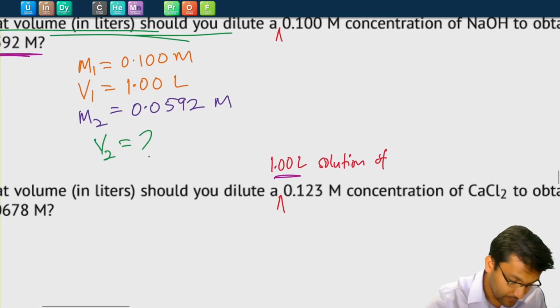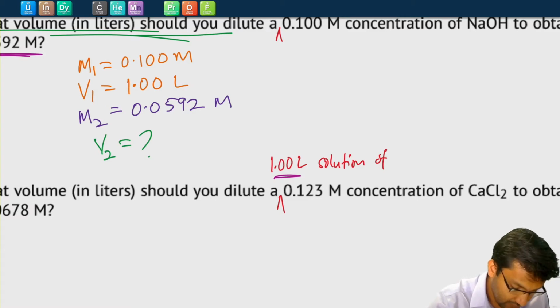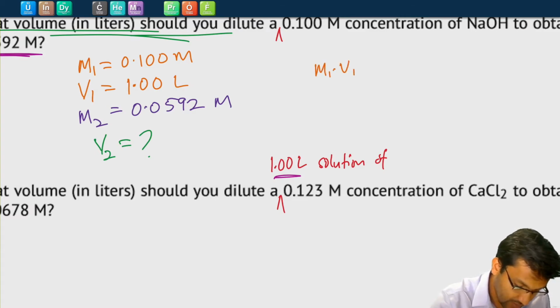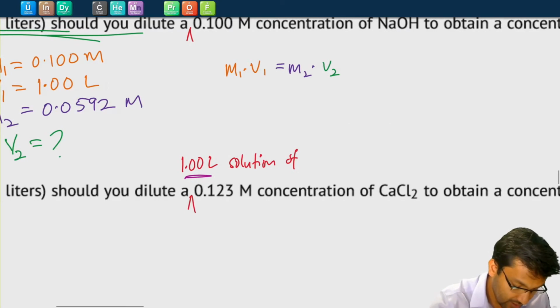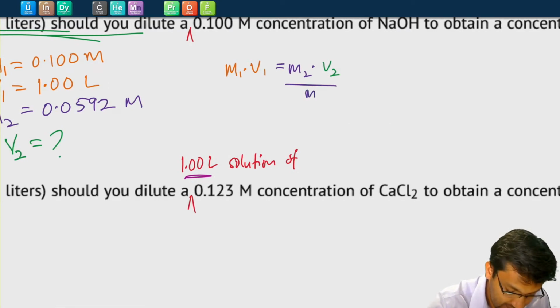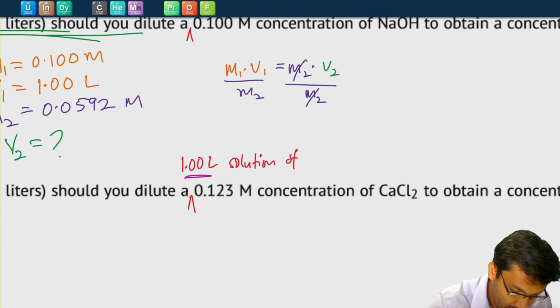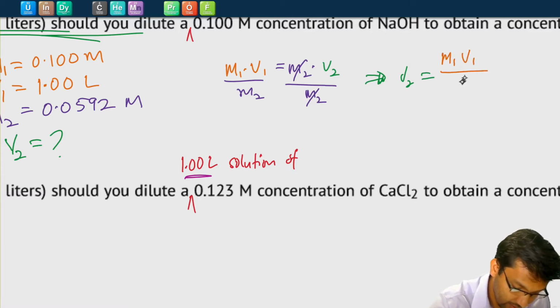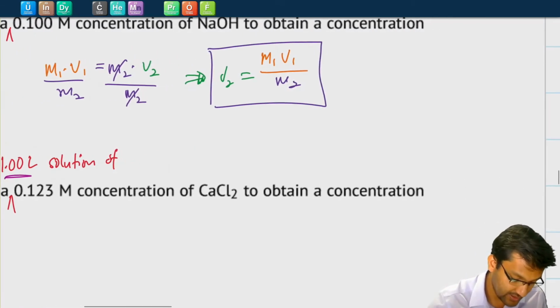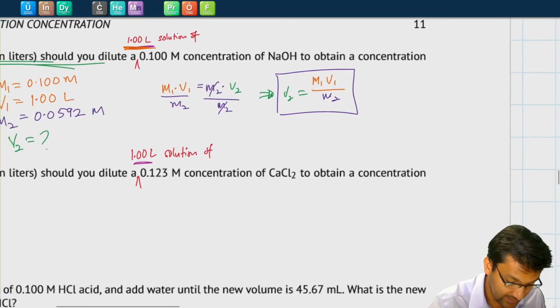So let's set this up. We know that M1 times V1 is equal to M2 times V2. We're interested in V2, so let's solve for V2 by dividing both sides by M2, which gives us V2 is equal to M1 V1 divided by M2. And usually I like to simplify our equations in this way so that we can quickly solve our problem.